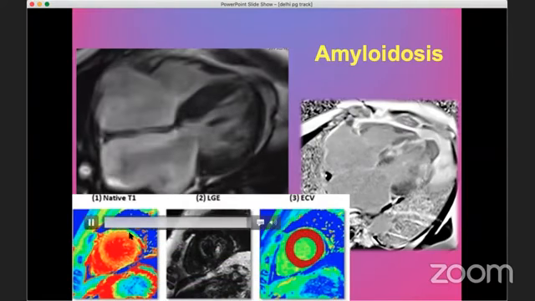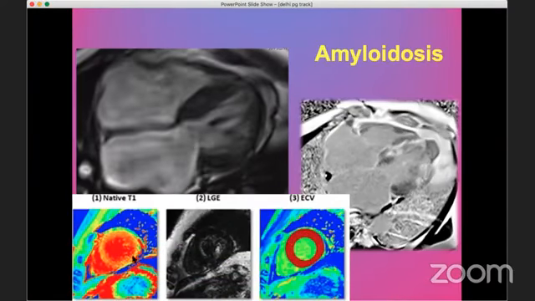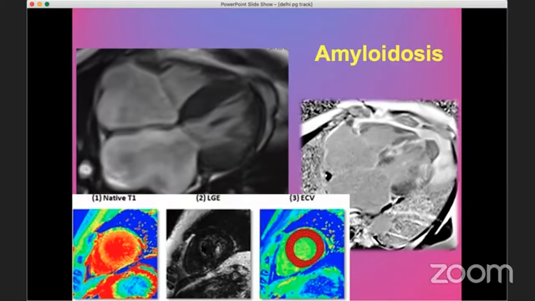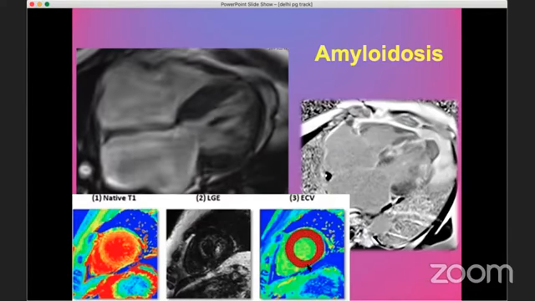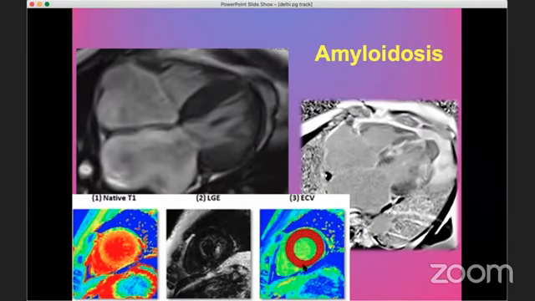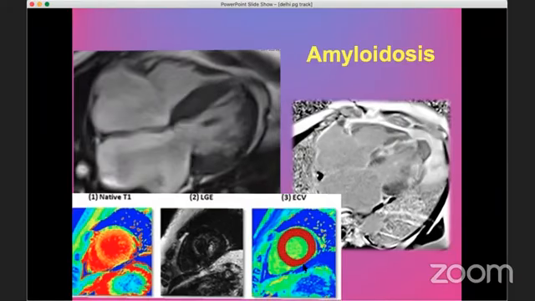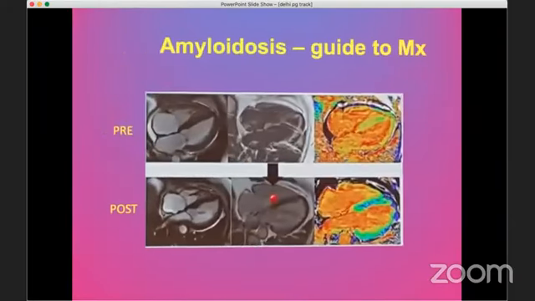T1 mapping has helped us. You can see the very high levels of T1 based on the color index. Yellow, you can see the subendocardial delayed enhancement on gadolinium. And then post-gadolinium, we look at the ECV. There's a marked increase in ECV in red. As you can see, there's a huge expansion of the myocardial space because of the amyloid deposition.